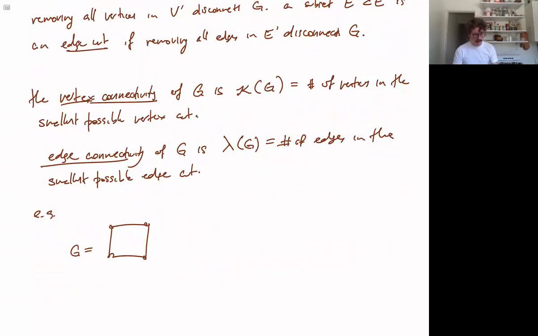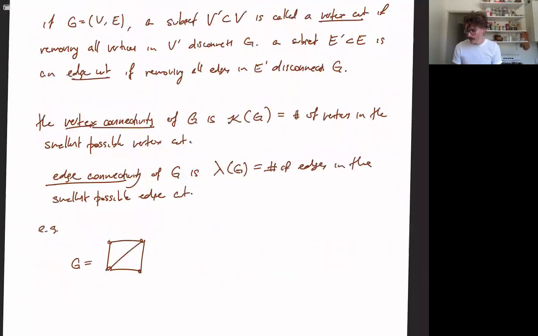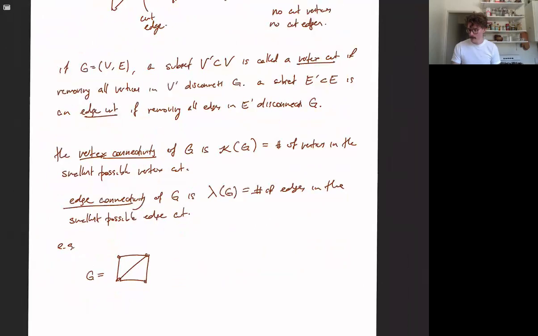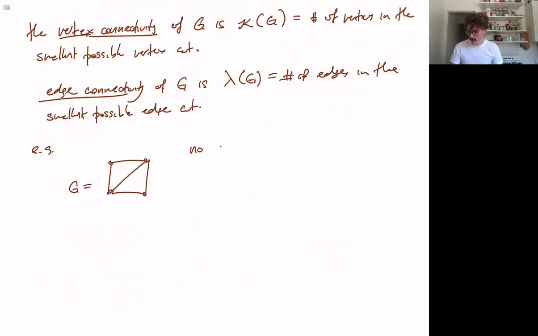So let's start with this graph, and let's compute its connectivity. We observed before that this graph has no cut edges and no cut vertices. So we can interpret that as saying that the vertex connectivity, kappa of G, is greater than 1. You cannot cut it with one vertex, so the smallest possible vertex cut is going to take more than one vertex.